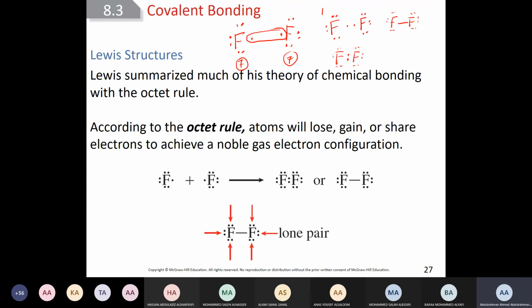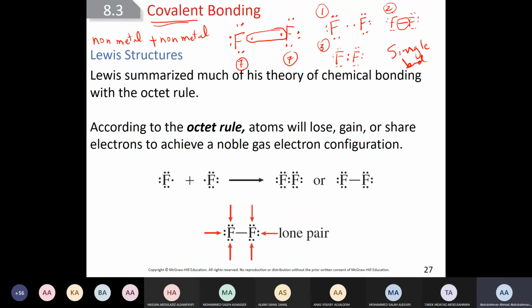Is there any difference between 1, 2, and 3? No, it's the same. If it's like this, we call it a single bond. And it makes a single covalent bond. Covalent bond takes place between a non-metal and what? A non-metal. Good.